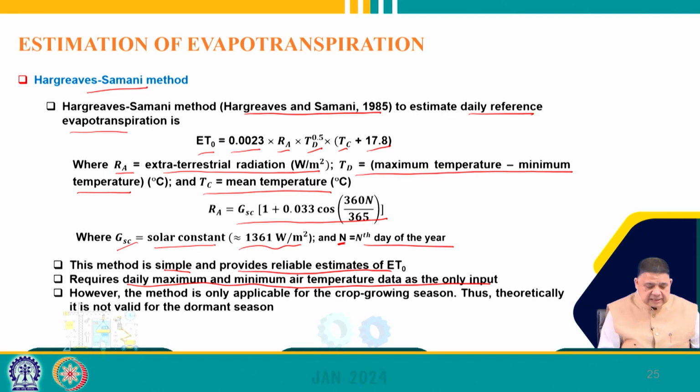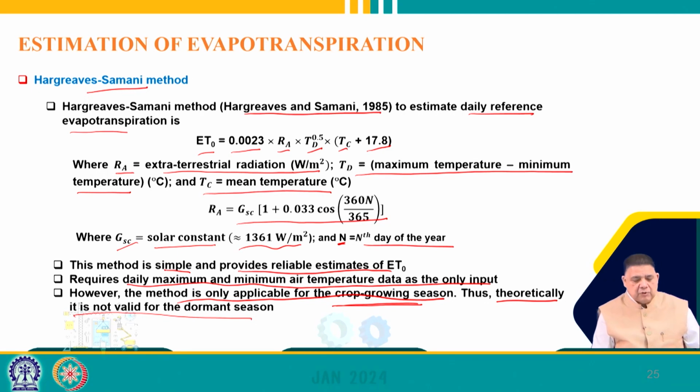However, there is a catch: this method is only applicable for the crop growing season. Theoretically it is not valid for the dormant season. So, if you are using this method in a continuous model, one has to be a little careful. But as far as only the crop growing season is concerned, this gives a pretty good estimation of evapotranspiration with minimum data, and that has been shown by research around the world.